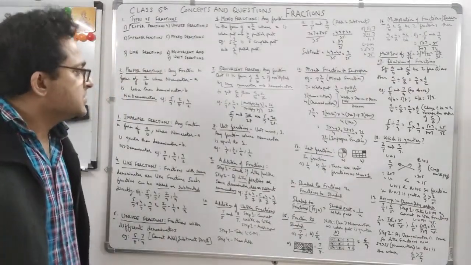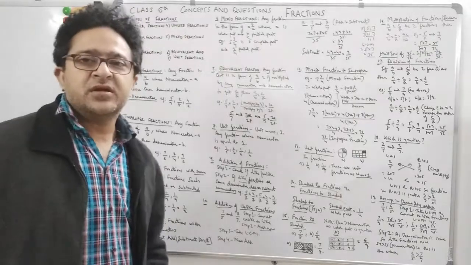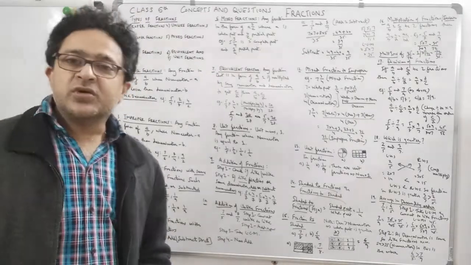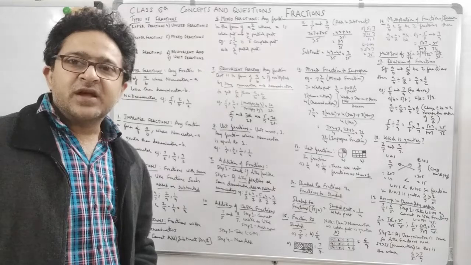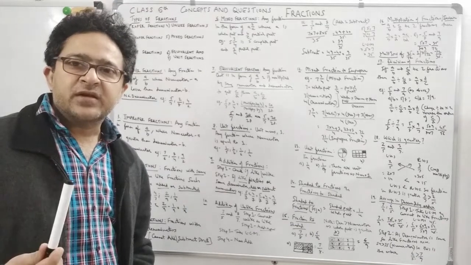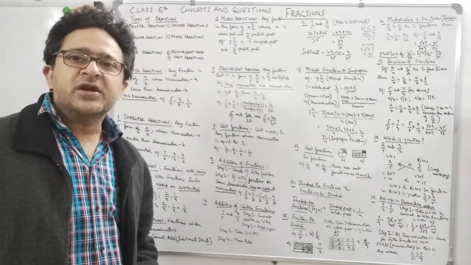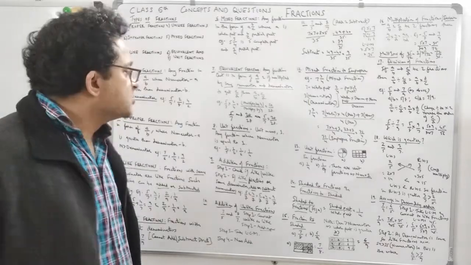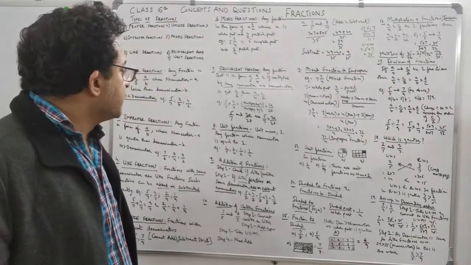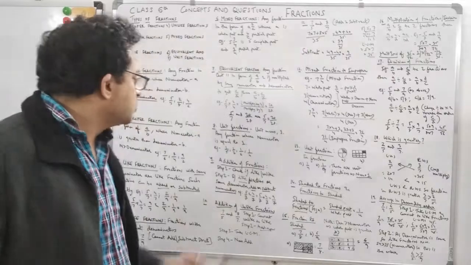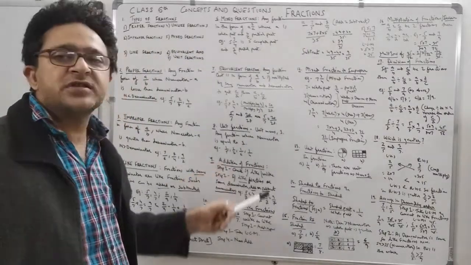Now unit fractions. Unit means 1. When you remember the unitary method, we calculate for one piece. So unit is always 1. Always remember this. So unit fractions have 1 as the numerator: 1 upon 2, 1 upon 5, 1 upon 6, 1 upon 4. These are all unit fractions.